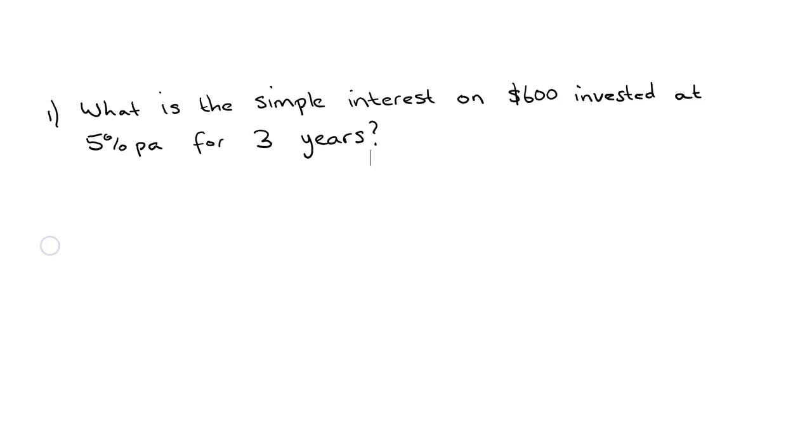Okay, what is the simple interest on $600 invested at 5% per annum, which is per year, for 3 years? The first thing I'm going to do always is write down the equation. I equals P times R times N. Now over here I'm going to write down what each of these are. So P is our principal. It's the amount that's being invested. It's $600. R is our rate, and it's 5% per annum.